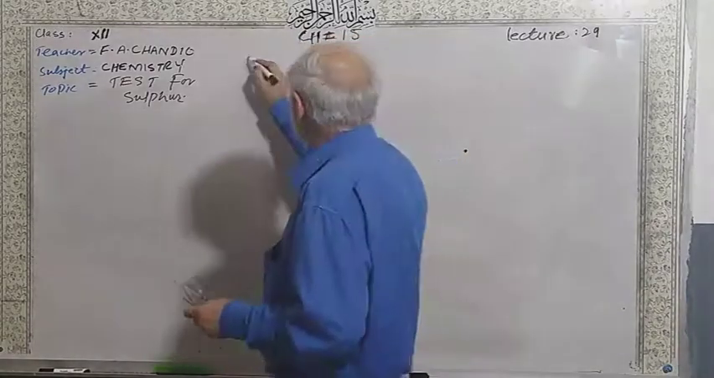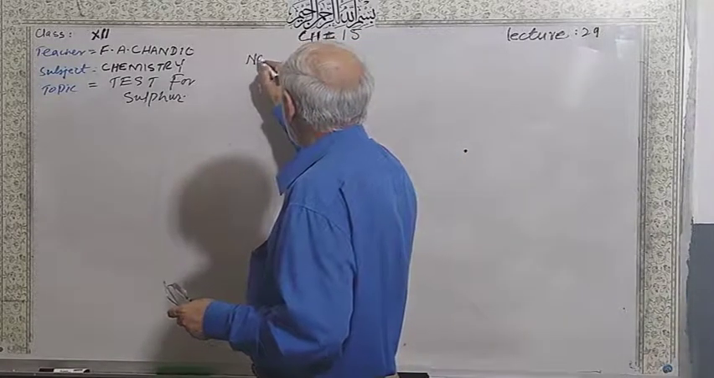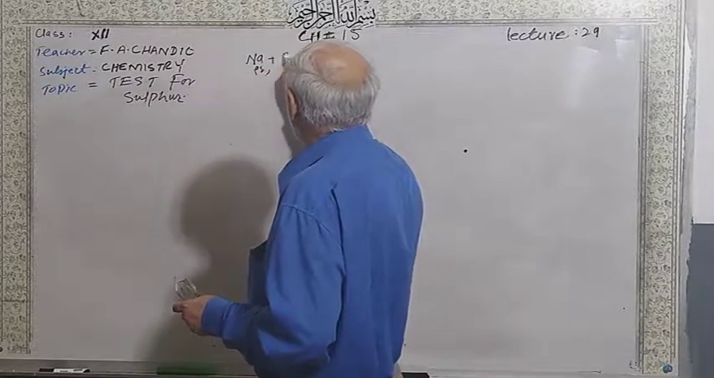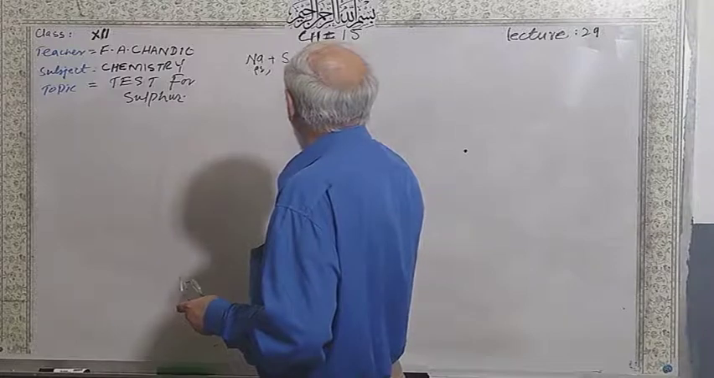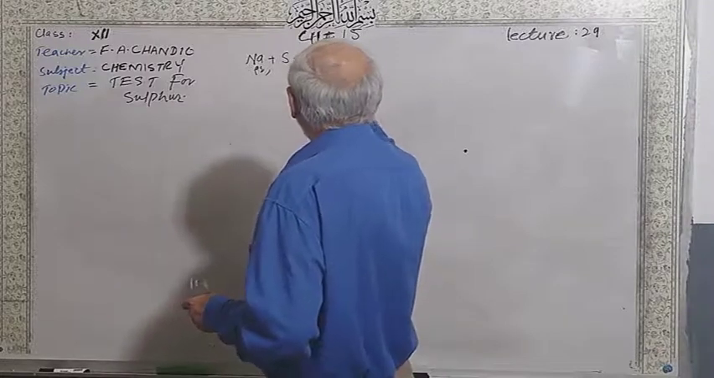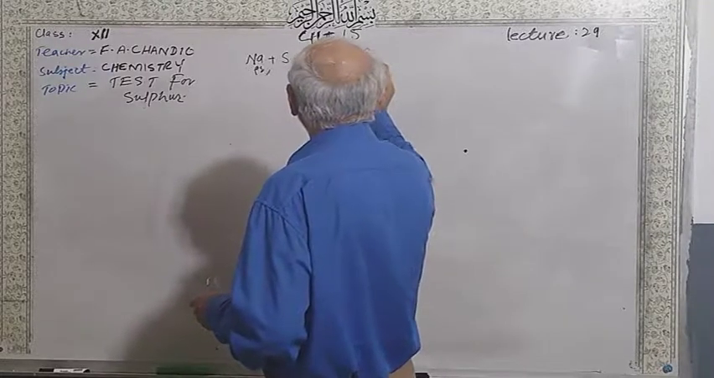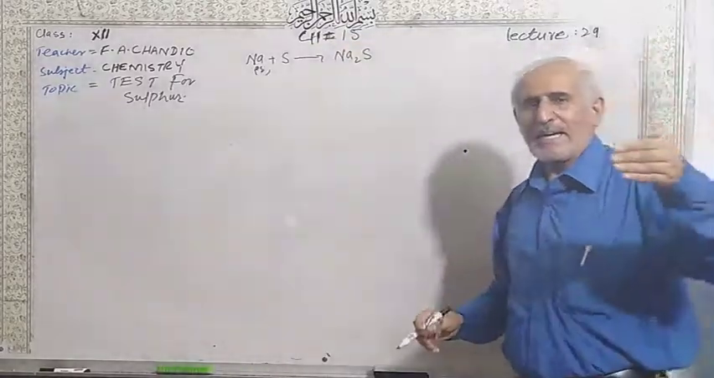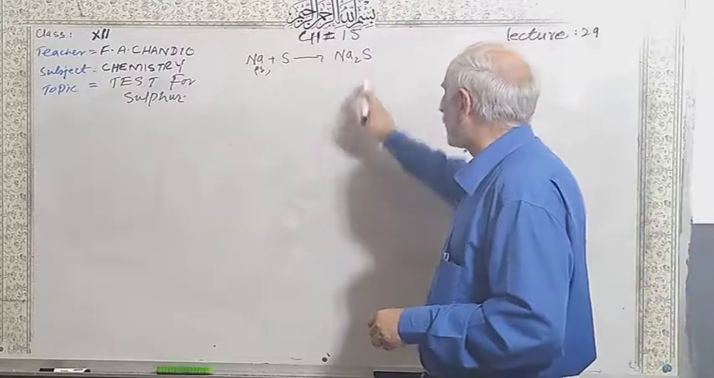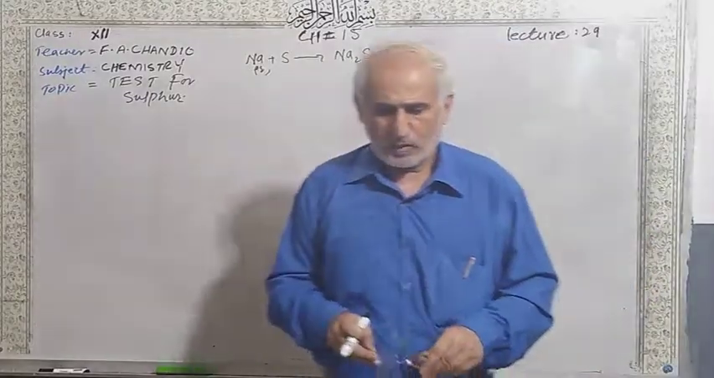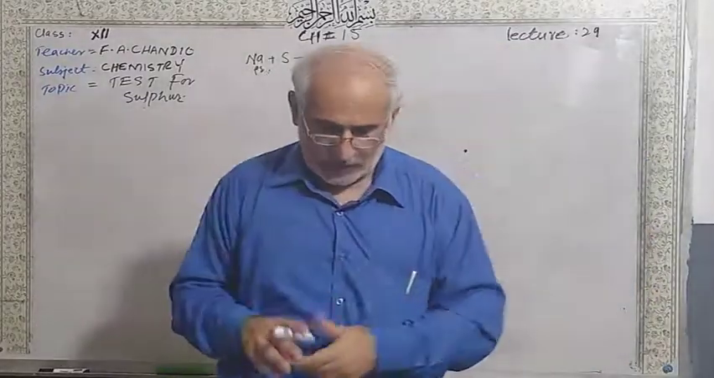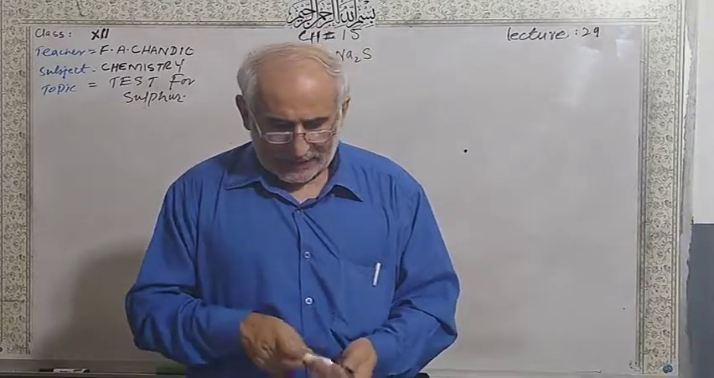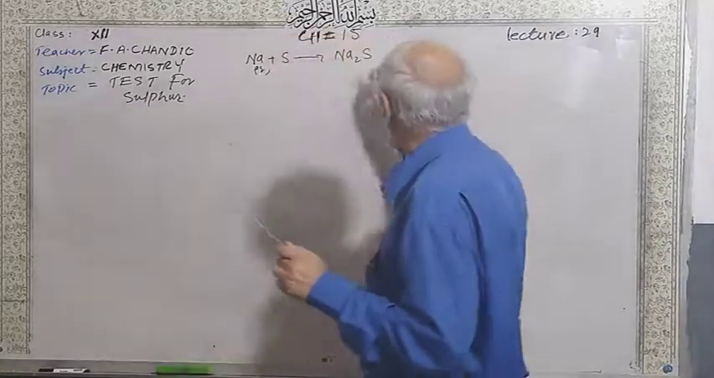So Lassaigne solution, you know, is called a sodium extract, and if there is an organic compound containing sulfur, it is going to form sodium sulfide. Actually, in the Lassaigne solution there is sodium sulfide, sulfur is there. So take a small portion of the Lassaigne solution containing sulfur, and acidify with acetic acid.